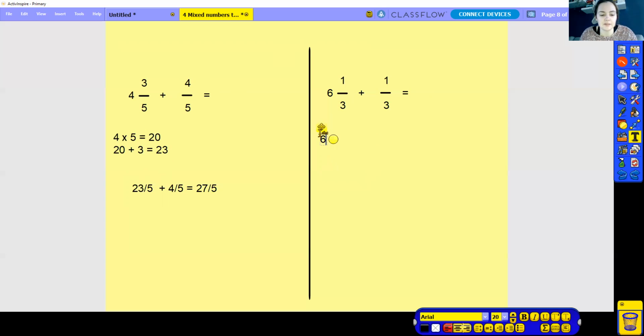I think I'm going to go for the answer now for this one. So we start off with doing the same thing. We do 6 times 3 because we're doing the mixed number times the denominator. 6 times 3 gives me 18. We do 18 add the 1, which gives me 19. Okay, so that one there becomes 19/3. And then we're adding on this one here, which is 1/3. So we're adding 1/3. 19 add 1 gives me 20, so we've got 20/3. Okay, brilliant.